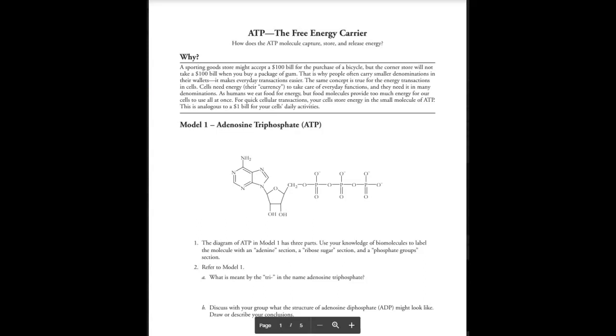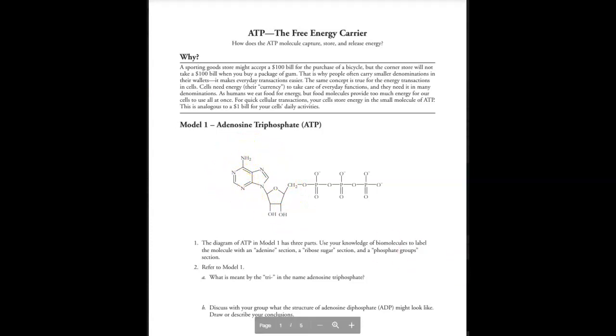So as far as our labeling is concerned, the adenine section, that's going to be a nucleic acid. And so that's going to be this part right here, these two rings with the NH2 coming off of it. That's our adenine. The ribose is a sugar, and so here's this 5-carbon sugar. And then here are our phosphate groups right here, okay? So phosphate groups, ribose, adenine.